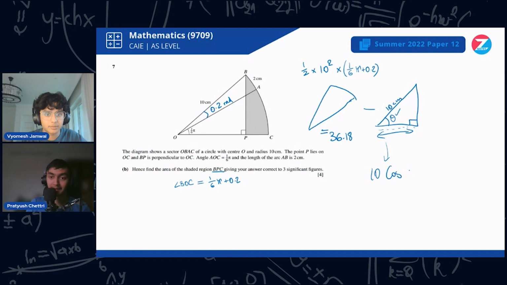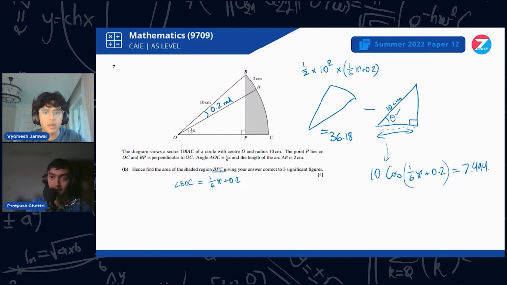Wait, 10 cosine of 1 upon 6 pi, okay, plus 0.2. And that will give us, wait, let me just calculate. 10 times cos of pi over 6 plus 0.2, not multiply. That will give us 7.494.